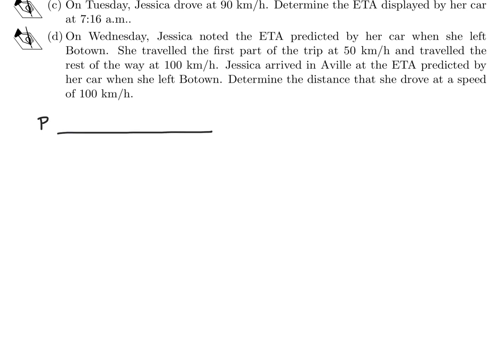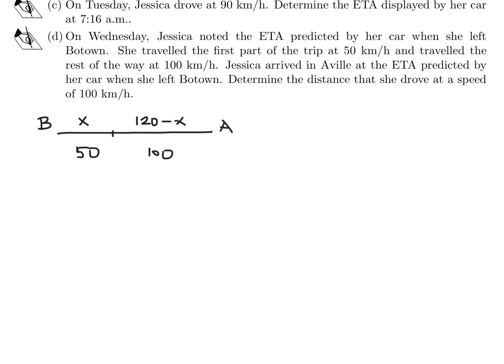We got Bowtown here. We have Aville there. And then for part of the way, she drives at 50 kilometers an hour, and the remaining way she drives at 100. And since the total distance is 120, this is going to be 120 minus x.